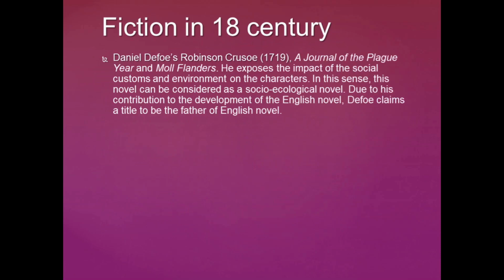Looking into the fiction in the 18th century, Daniel Defoe's Robinson Crusoe, published in 1719, is worth noting. A Journal of the Plague Year, followed by another publication of Daniel Defoe called Moll Flanders. He exposes the impact of the social customs and environment on the characters. In this sense, this novel can be considered a socio-ecological novel. Due to his contribution to the development of the English novel, Defoe claims to be the father of the English novel.